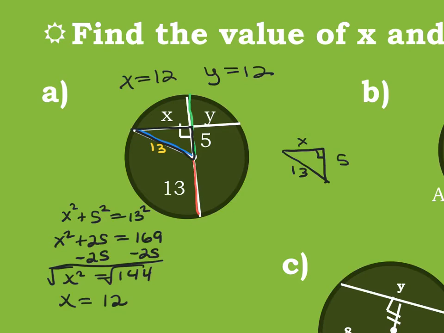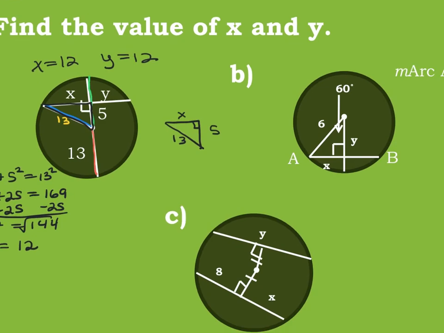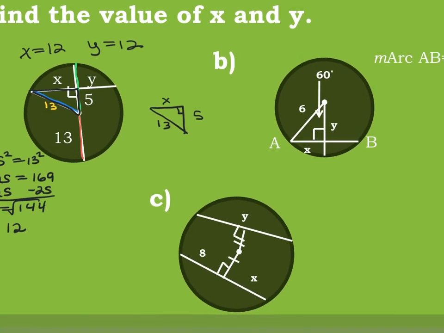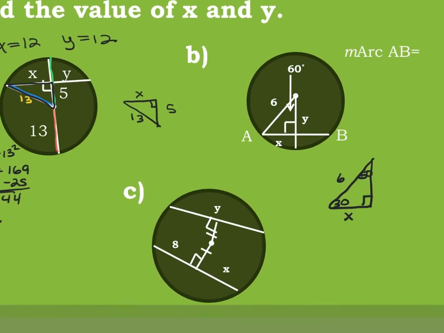Now let's take a look at B. Notice here we've got another right triangle. Let me go ahead and pull it out. This is 60. And if you recall, this is actually a special right triangle. So here's 6, this is x. So let's go ahead and use what we learned about special right triangles.